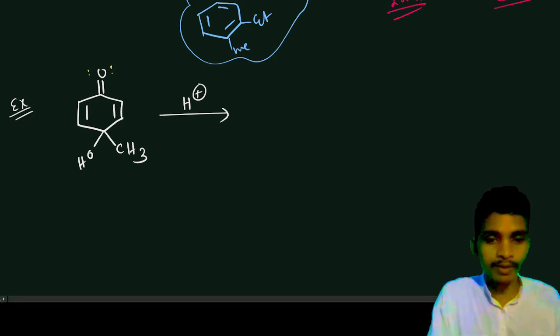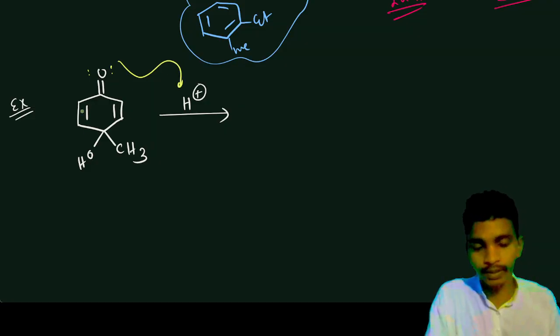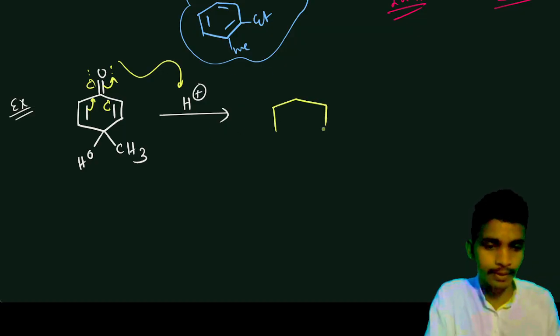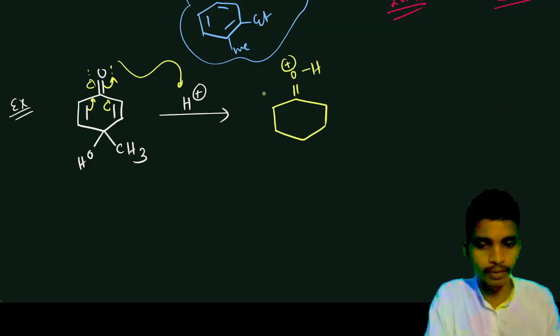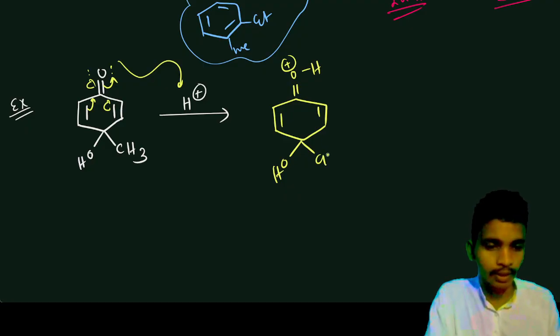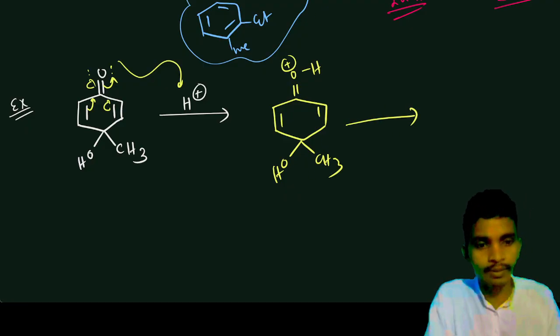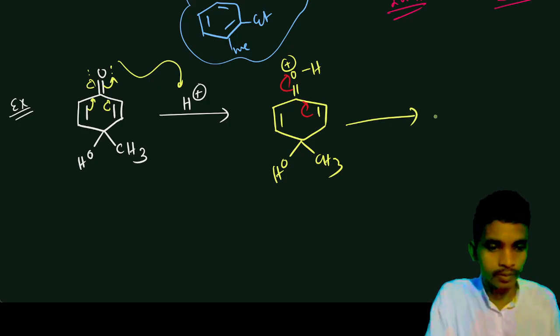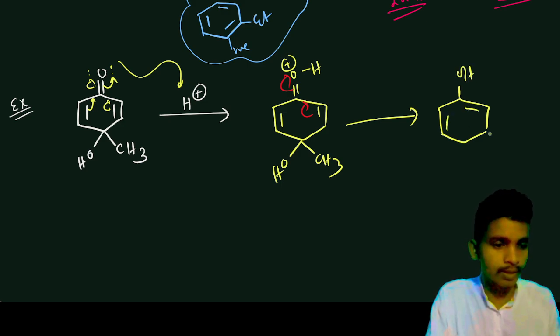Now we can solve this question also the same way. This will attack here, which means all the conditions are satisfied. So we can solve it in the same manner. That is OH, and this is going to be a positive charge. This, and here we have OH, and here we have CH3. And now this is going to shift here, this is going to shift here. The same thing: OH, and this is going like this, and here we have the positive charge, here we have OH, and here we have CH3.